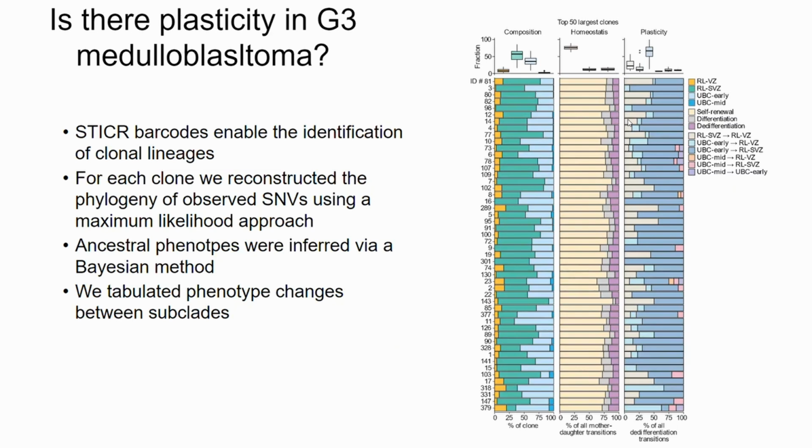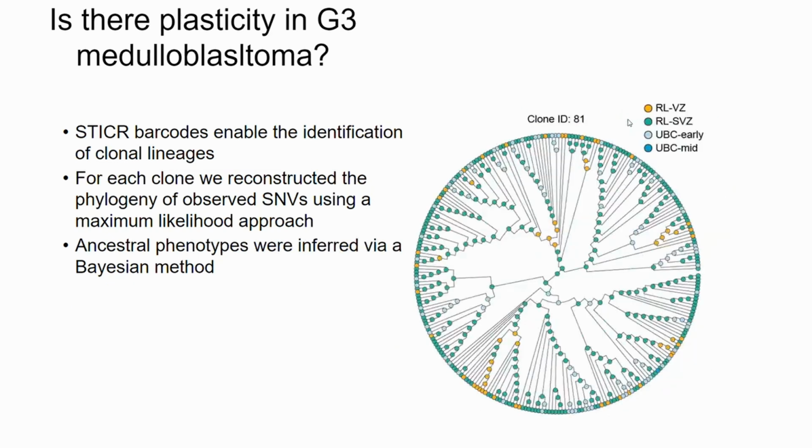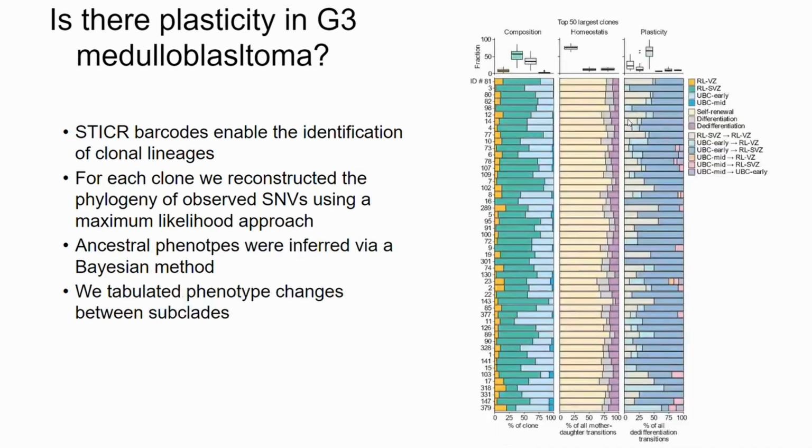Looking at individual clones, we can compare the phenotype of a particular clade to the phenotype of its subclade and ask, does this phenotype transition correspond to normal development, a maturation of the neuronal lineage, or is there de-differentiation taking place? And when we did that, we found that most cell types self-renew. This is the middle column, this sort of beige color here. This is the frequency of self-renewal. So most clades have the same phenotype as their parental clade.